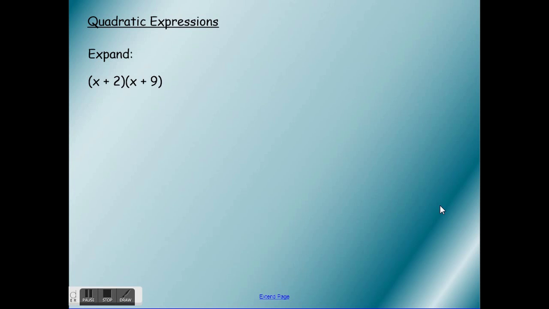Now, I have to expand x plus 2 and x plus 9. Do you remember how to expand those binomials? Isn't it like x times x and then x times 9? Yes, that's exactly what it is. I get this isn't in your book, but what I learned back home is FOIL. First, outside, inside, last.